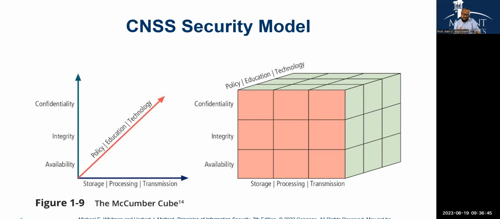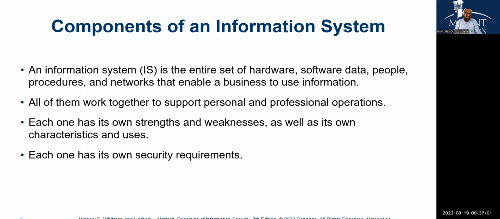So it takes the CIA we talked about, puts storage, processing, and transmission on the bottom, and on the top you see policy, education, and technology, right? And then you see the same graph. Besides the cube, you see the graph on there to help you understand the concept, right?